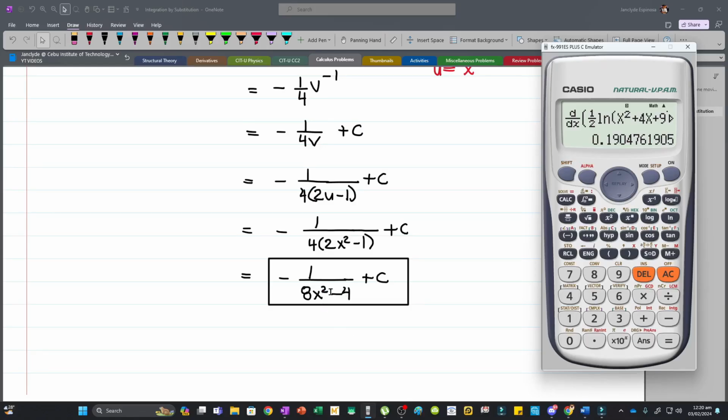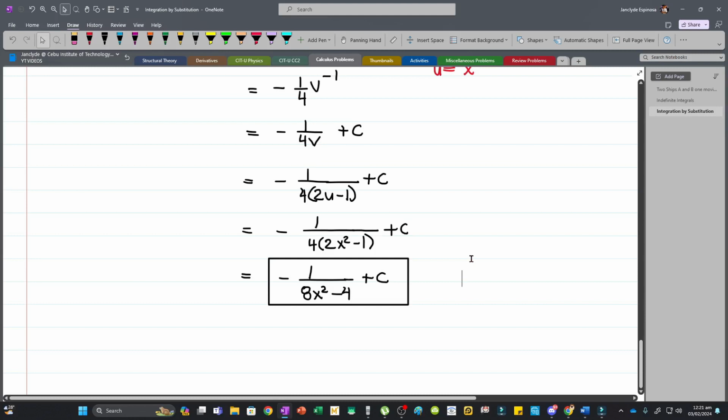And so if we'll check this one, we'll type this into d/dx. We have -1 divided by 8x squared minus 4. And then let's just input any value here. Let's say 6. And so our result will be 6 divided by 5041. So we will just store that at a.